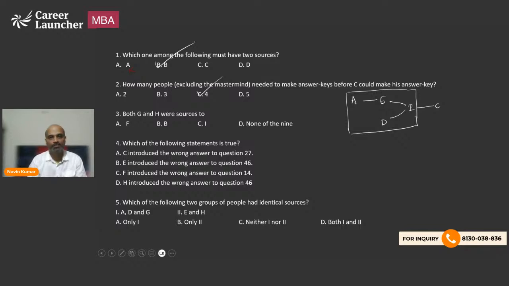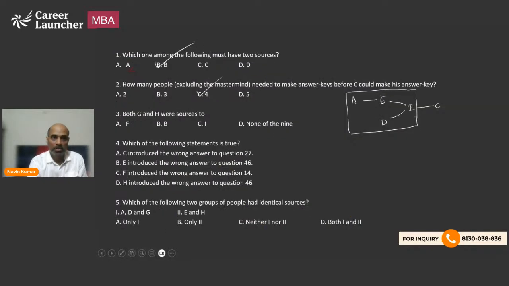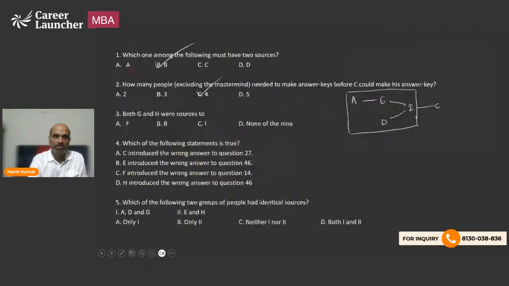Next, both G and H were sources too. G has to be a source. G is a source of B. That's it. Nobody else copies from G. H is a source to F. That's it. Nobody else copies from H. So we can see that G and H, they both are common sources to nobody. So none of the 9. Sorry, I should rather take it.